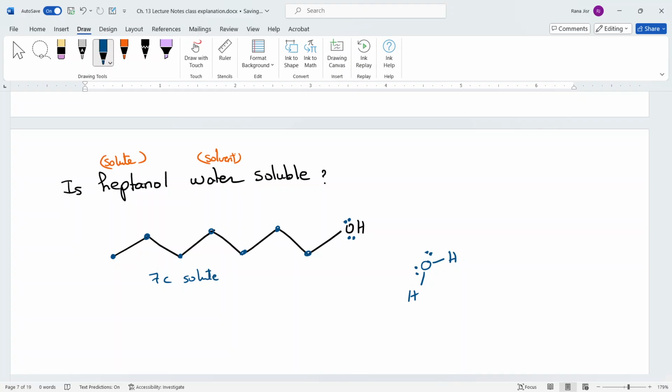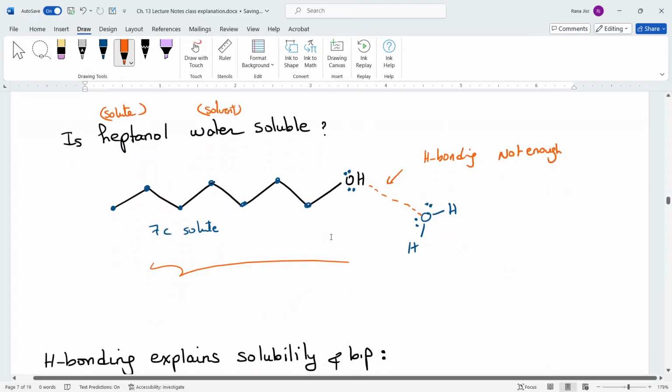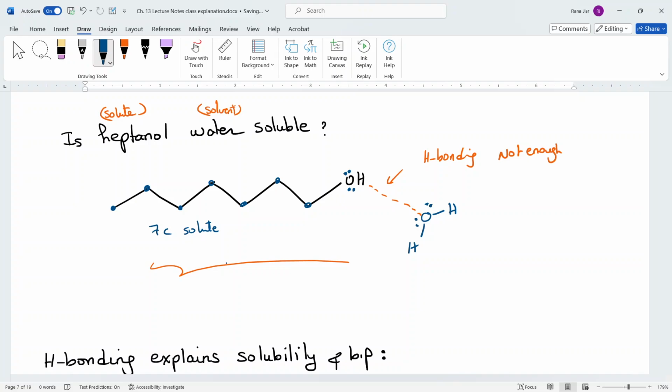So no, since there are a lot of carbons in your alcohol, even though I do have hydrogen bonding in there, the hydrogen bonding is not enough to dissolve the solute in the solvent, because the solute has a lot of carbons. So this means that no, heptanol is not water soluble, and it is not water soluble due to the number of carbons.